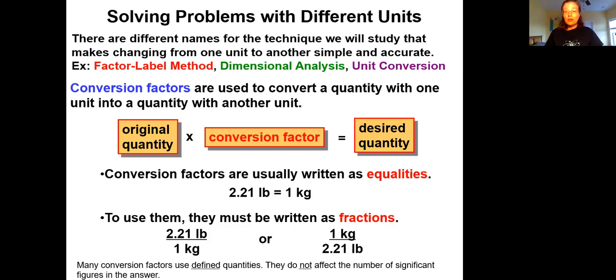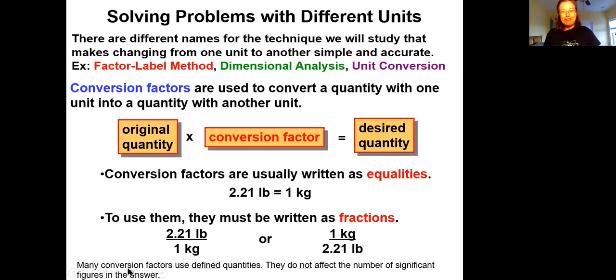With what we're going to be doing here with the factor label method, we have rules about which one goes on top and which one goes on the bottom. Note though that I read this exactly the same way: 2.21 pounds is equal to 1 kilogram, or the fraction on the right, 1 kilogram equals 2.21 pounds. Same thing. It's very tiny lettering down here.